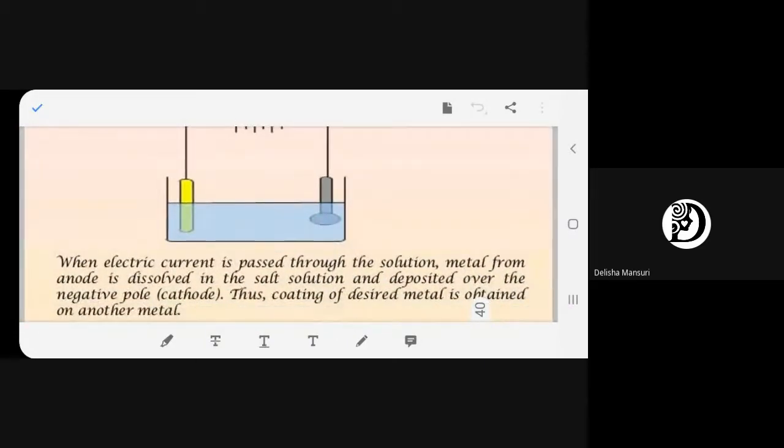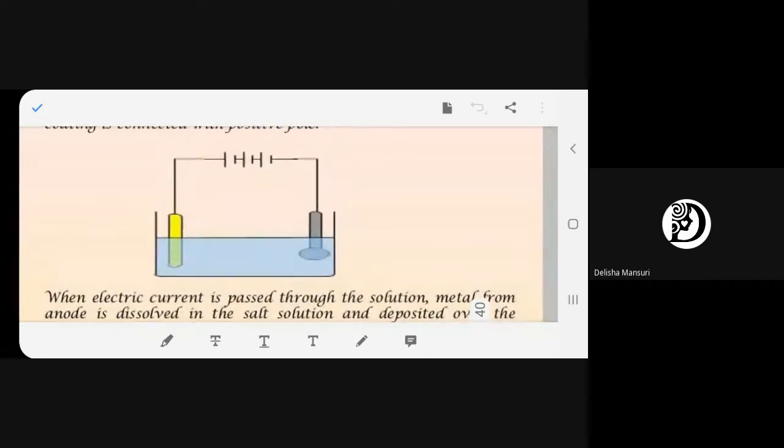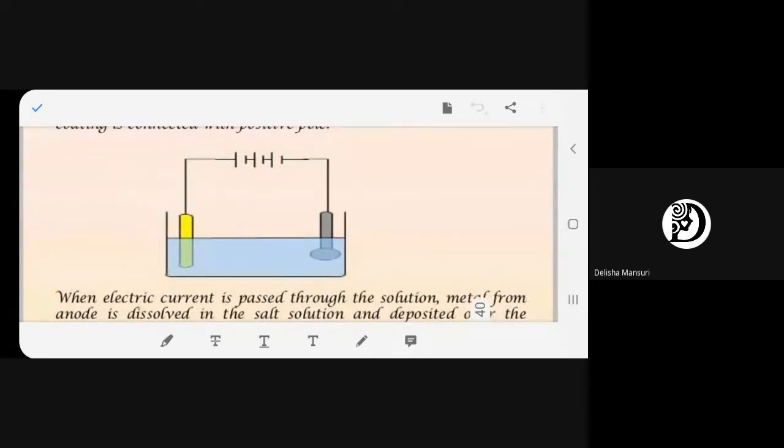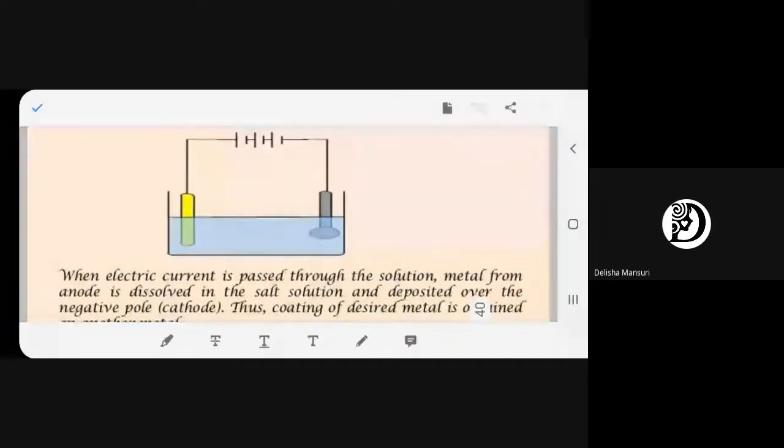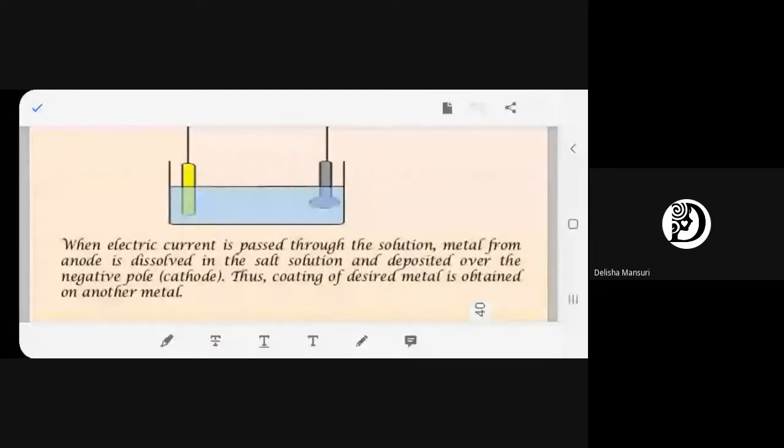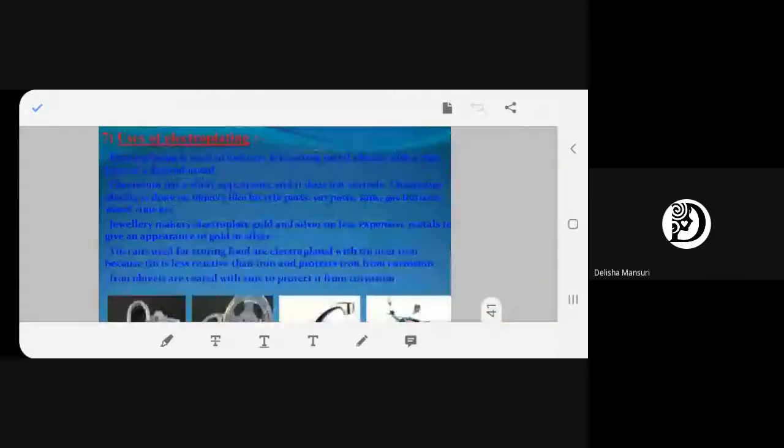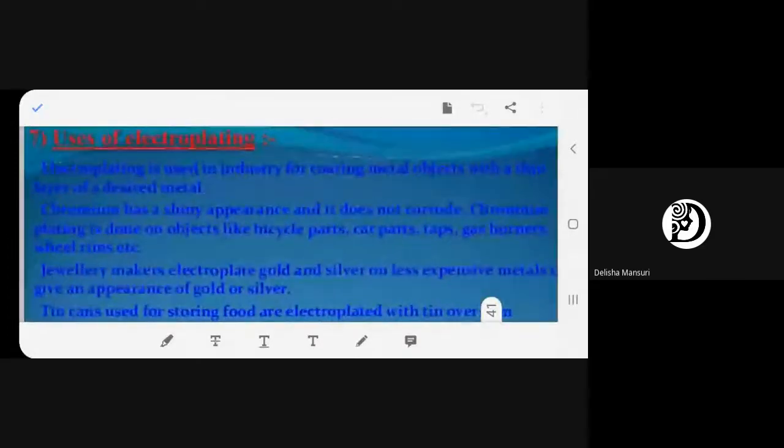So electric current is passing through the solution. Metal from anode. Which is anode? This is anode. This is plus, and this is negative, isn't it? This is cathode. So metal from anode is dissolving in solution. And where does it get deposited? On the negative pole, that is cathode. Is it clear? So we get a desired coating of another metal on that electrode. Okay? Now what are the uses of electroplating?